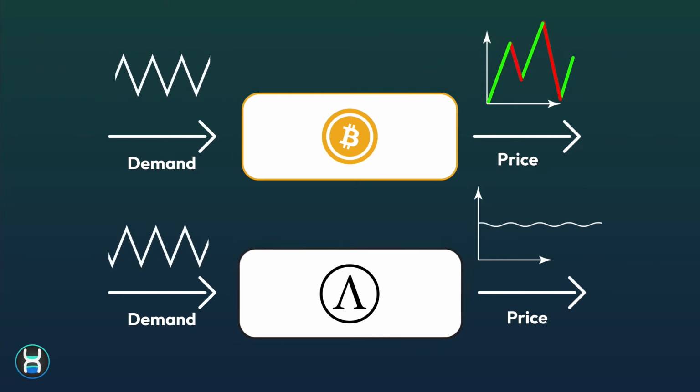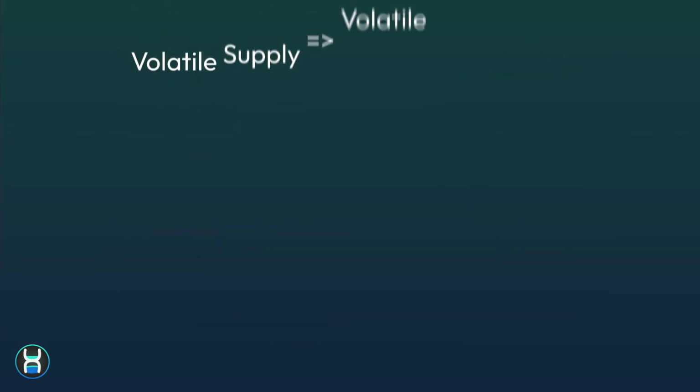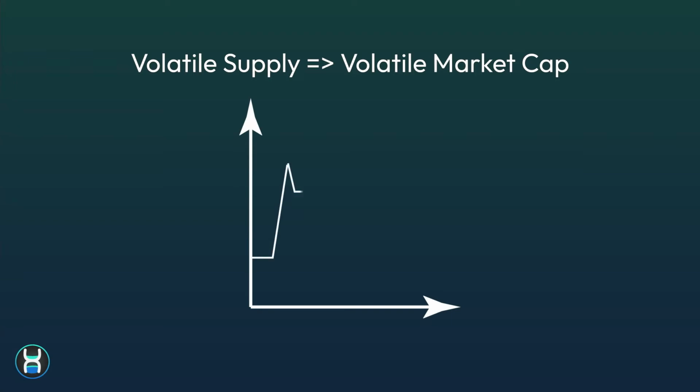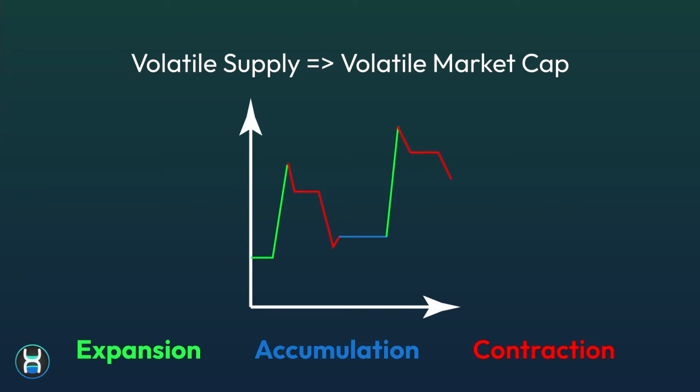It's important to note, however, that Ample's market cap is not stable either. This is because market cap is simply supply multiplied by the price. In fact, Ample's market cap is expected to follow this type of step pattern because of the feedback loop. There are phases of expansion, contraction, and accumulation.